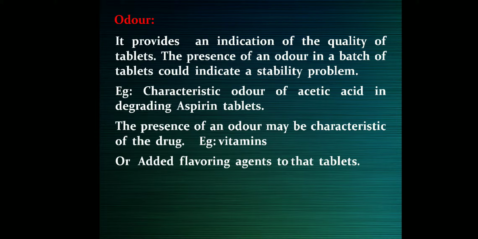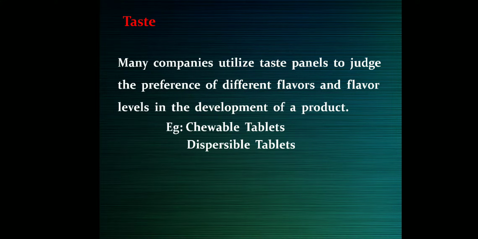The presence of an odor may be characteristic of a drug, for example vitamins, or it can be characteristic of added flavoring agents in the tablet, for example chewable tablets, mouth dissolving tablets and others. Taste. Tastes are generally very important for tablets used in the mouth cavity, like chewable tablets and dispersible tablets. So companies utilize taste panels to judge the preference of different flavors and flavor levels in the development of a product, and also their uniformity.